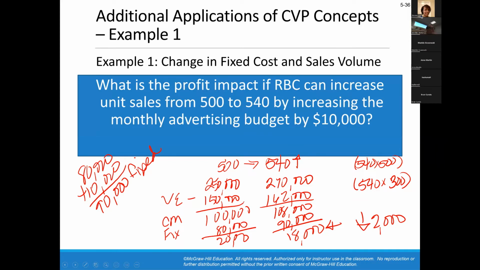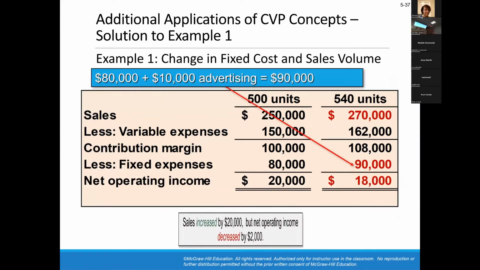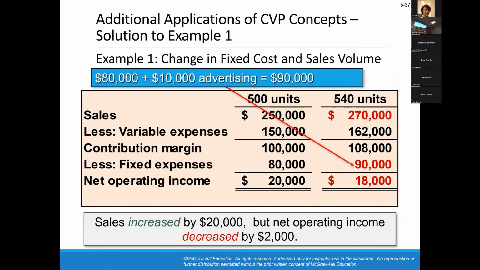Okay, so here's the example broken out for you so you can see. It's just doing what we just did, taking the 10,000, adding it to 80 to get the 90. And they're showing you how you increase your sales by 20,000, but the operating income is going to decrease by 2,000.